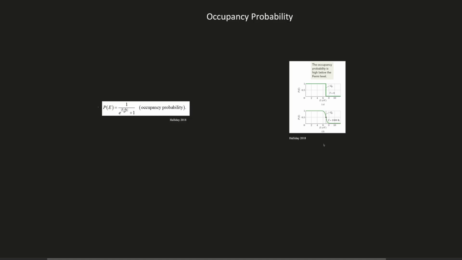So that's really the key to what you need to know here, is just be able to identify those graphs and understand why the probability looks the way it does.